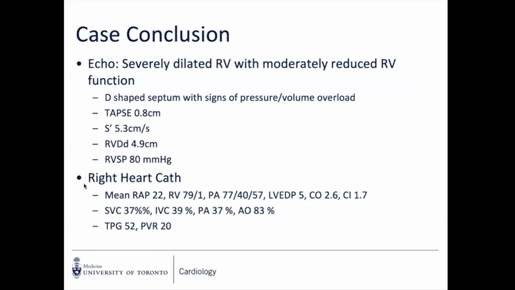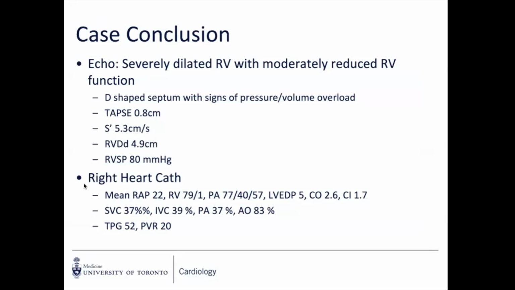The case conclusion from echo: patient has severely dilated RV, moderately reduced RV function. Again, some of the things we talked about here: the D-shaped septum, the TAPSE being 0.8, S prime 5.3, RV basal diameter is 4.9. Our RVSP was calculated. I didn't show the TR jets, but the RVSP was calculated at 80.